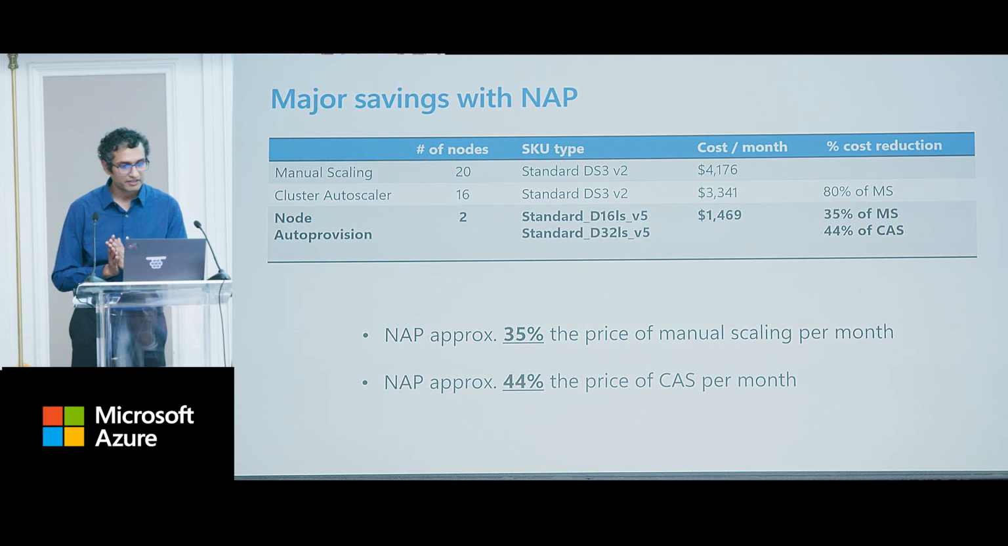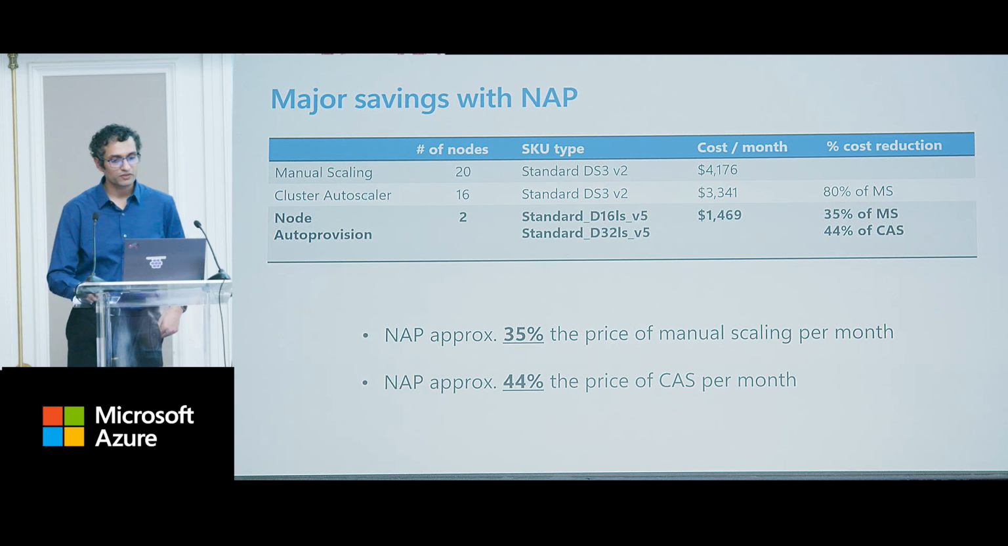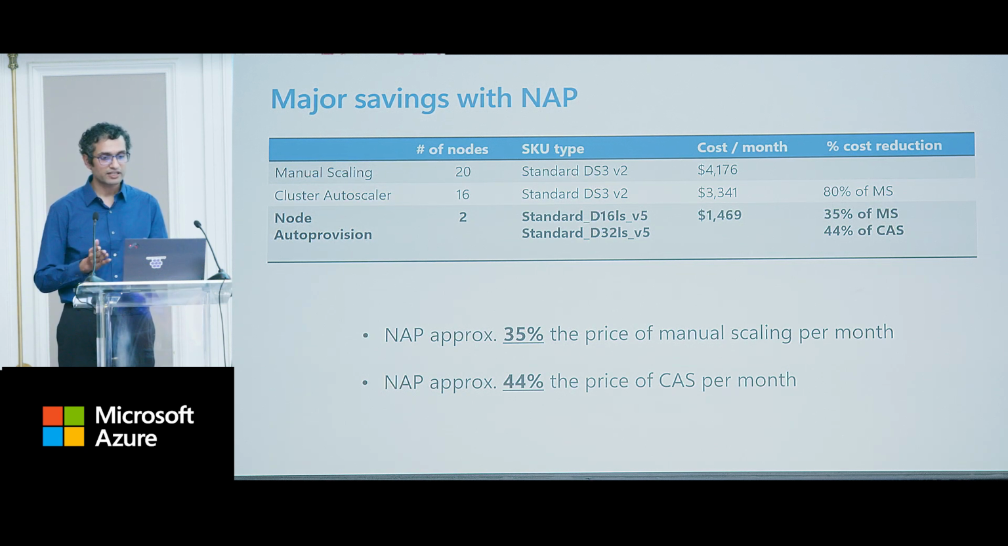But the key takeaway here is when we did the same thing, the exact same configuration on the exact same time span, on the same SKU, we just changed the scaling method from manual to a cluster autoscaler. We could see it was only utilizing about 80% of the total cost of manual scaling. And node auto provisioning did one better in terms of that. So the results were pretty good, at 35% of what it took for manual scaling, and approximately 44% of what the cluster autoscaler came up with.